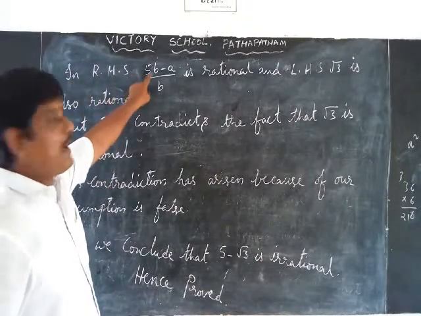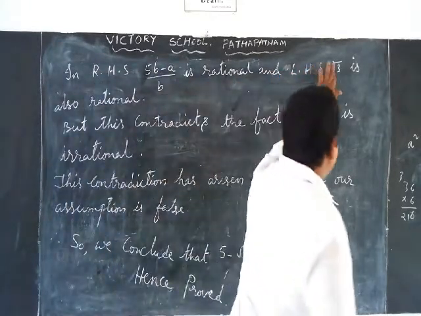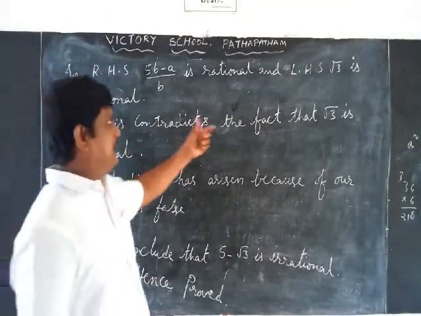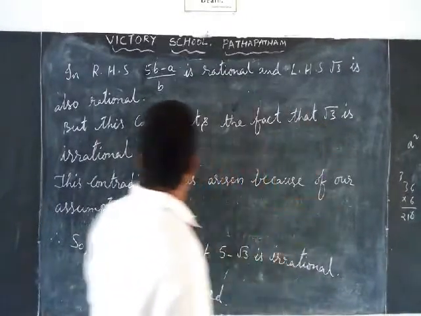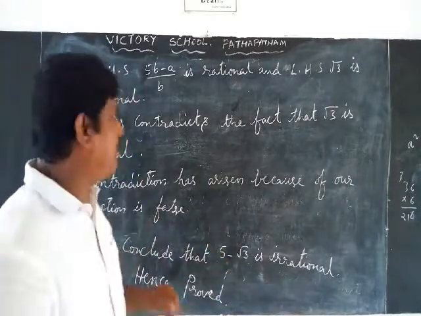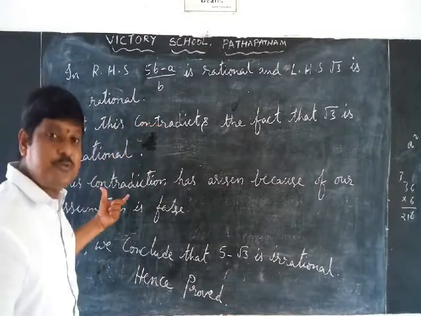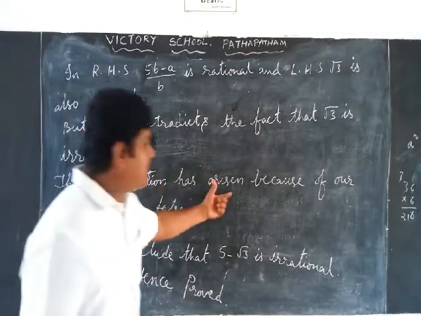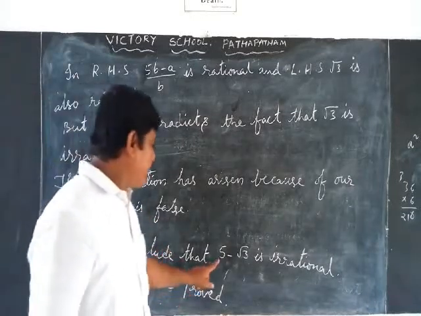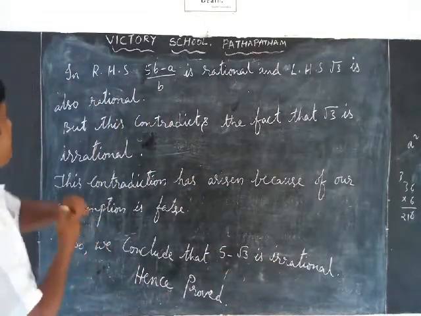In the RHS, 5b minus a by b is rational. At the same time, the LHS, root 3, is also rational. But our contradiction is that root 3 is irrational. Root 2, root 3, root 5, root 7, root 11, these all are irrational numbers. That's why our assumption is false. This contradiction has arisen because of our wrong assumption. Therefore, we conclude that 5 minus root 3 is an irrational number. Hence, proved.